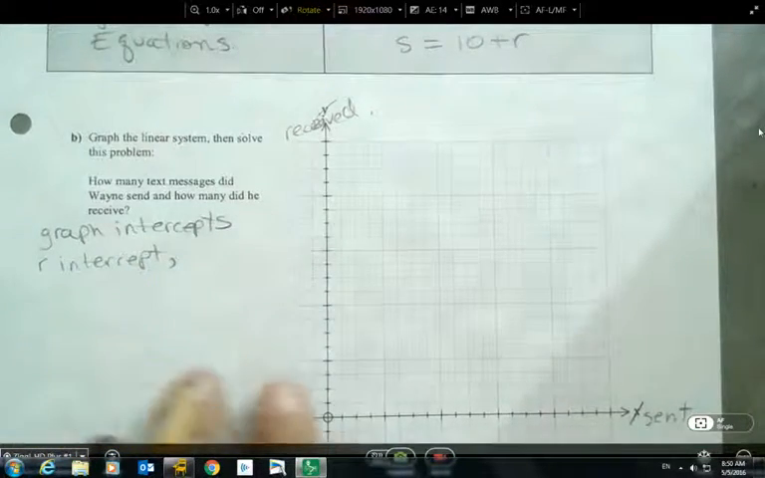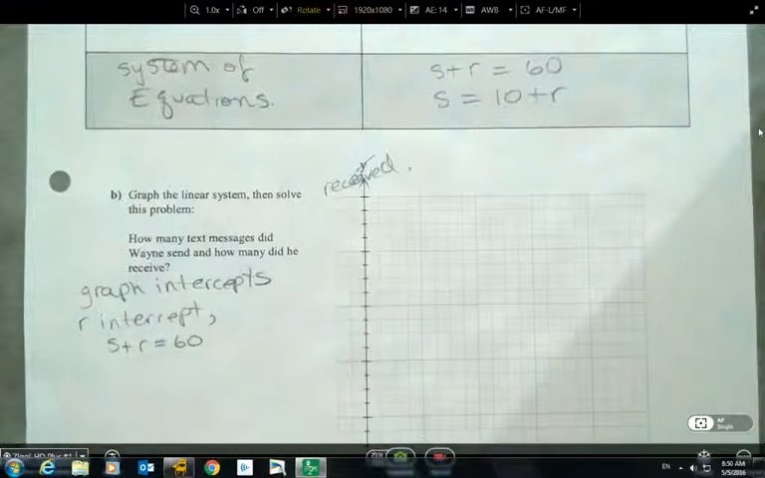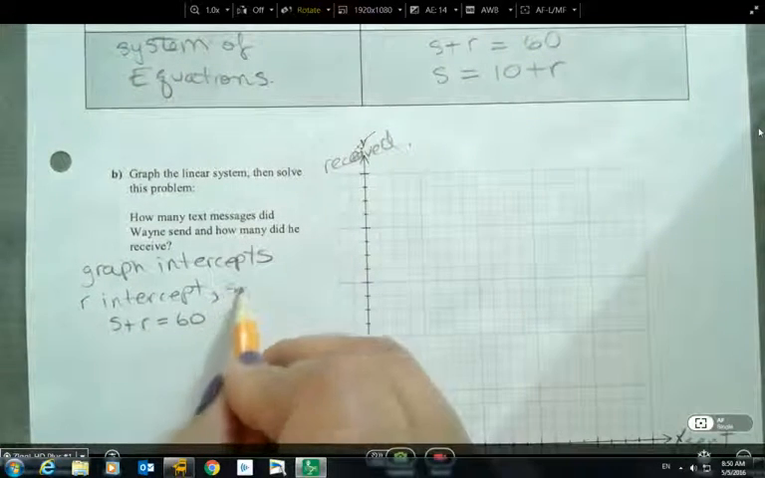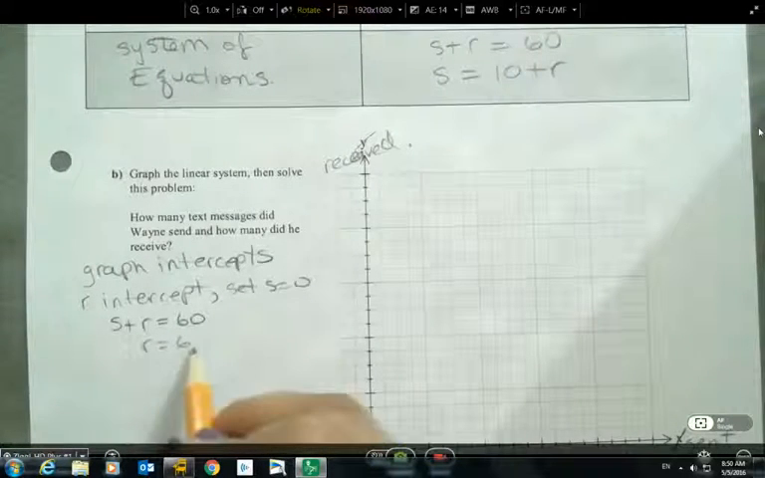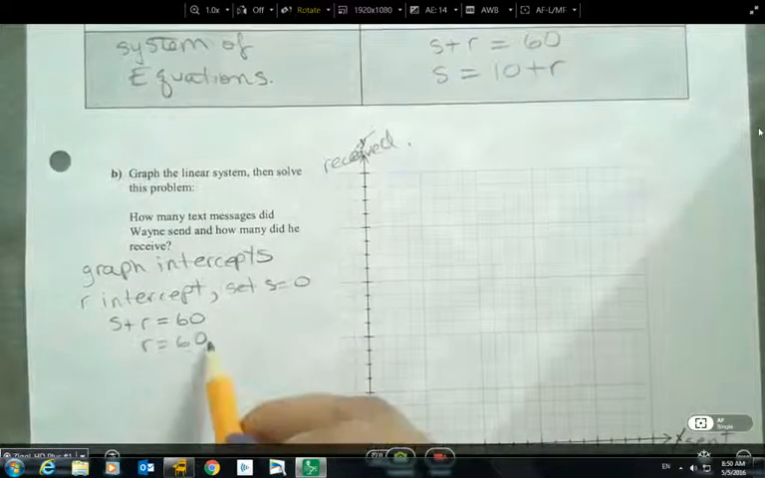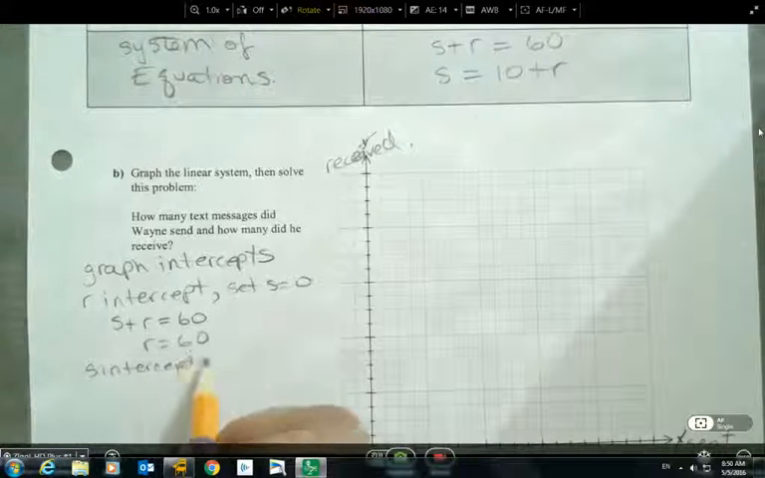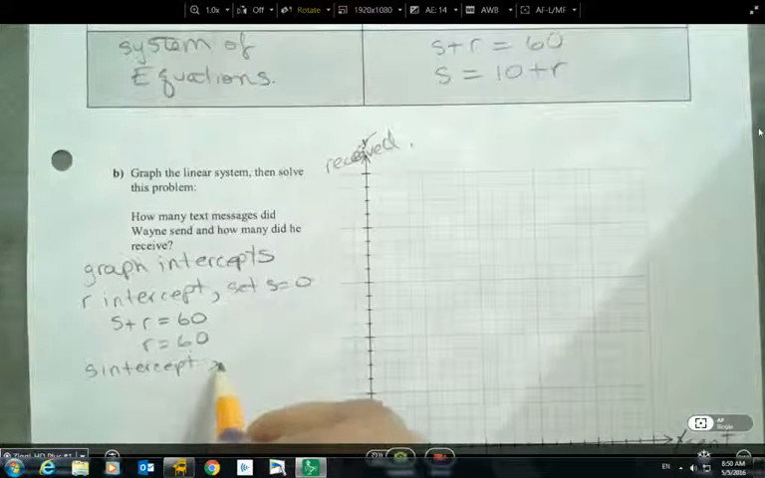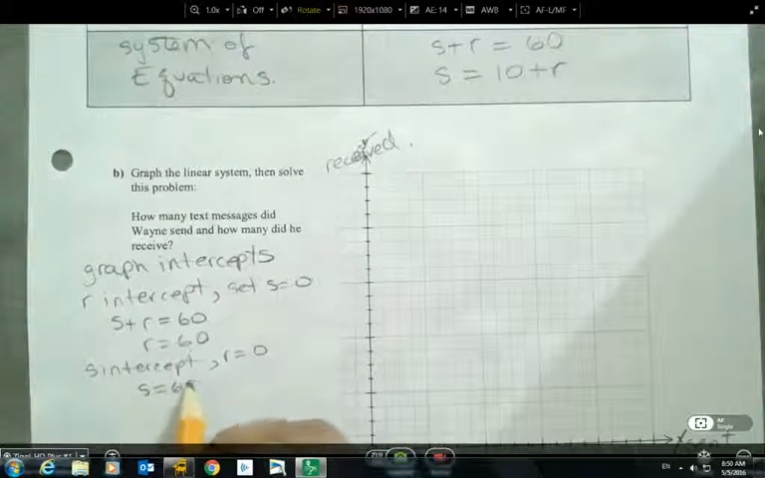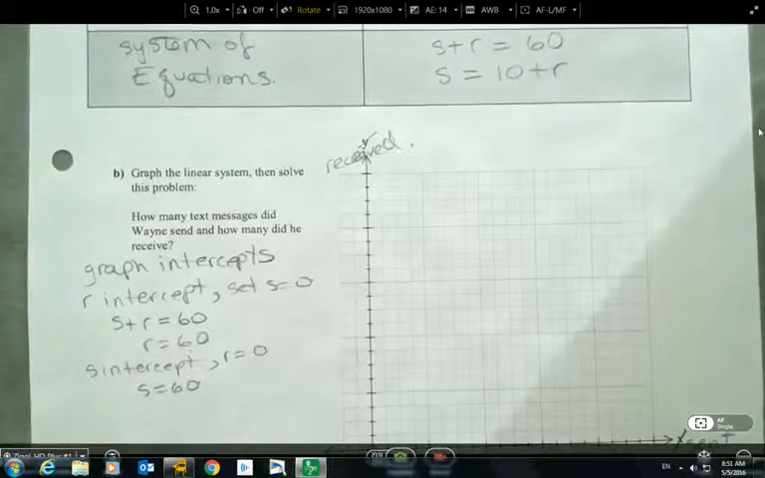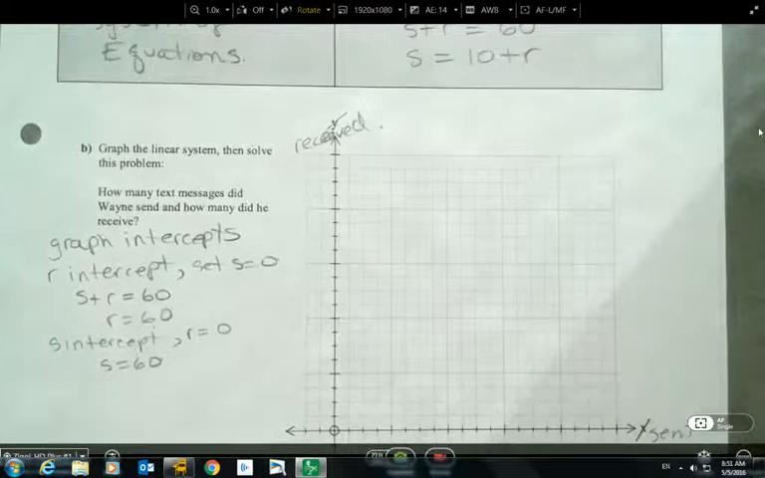So how are we going to figure out our R-intercept for this first equation? S plus R equals 60. What do? We set S equal to 0. So then I have R equals 60. Okay. And then what is the S-intercept for the same equation? What do? We set R equal to 0, and then we get S equals 60. Okay, so that means my intercepts for that equation are both going to be at 60.